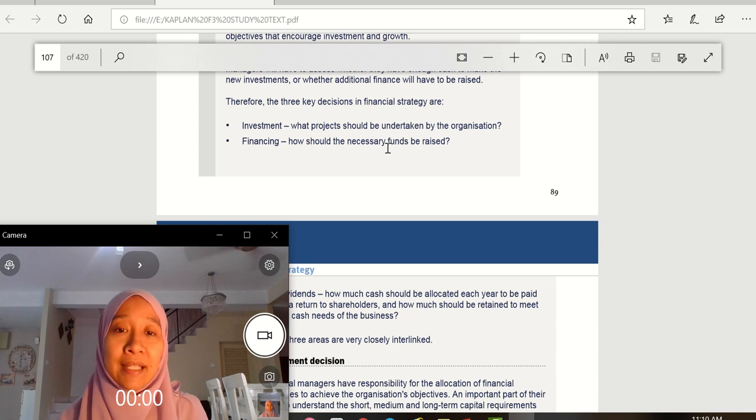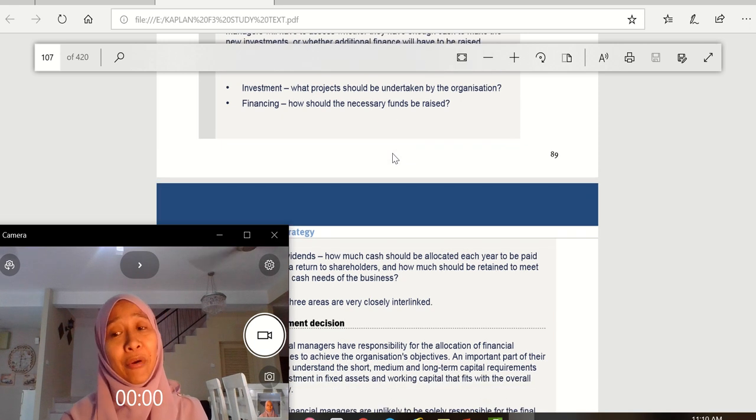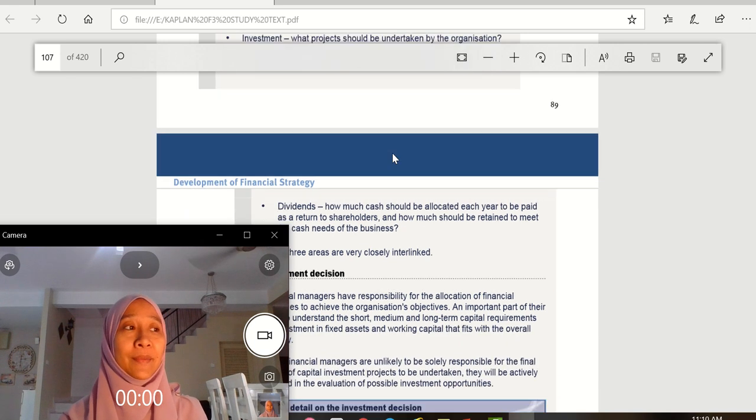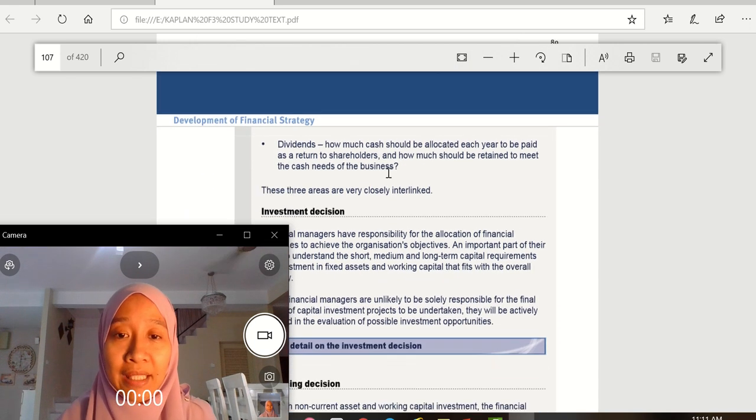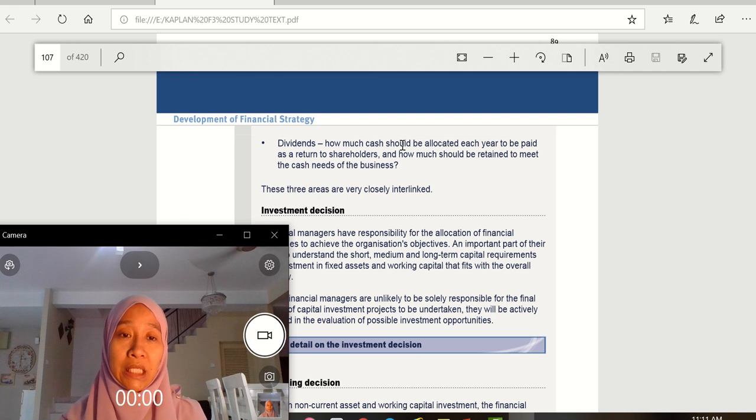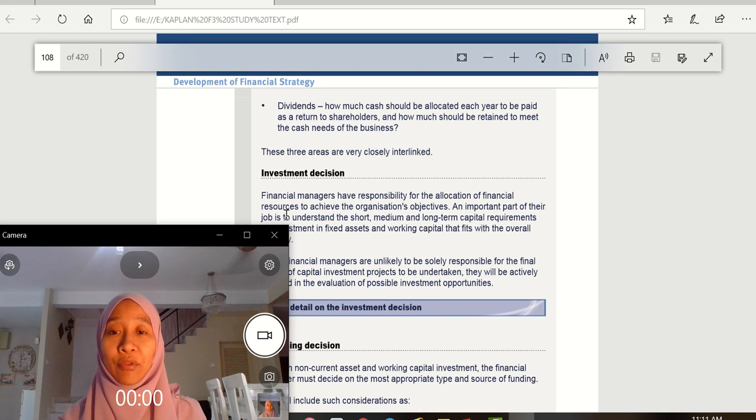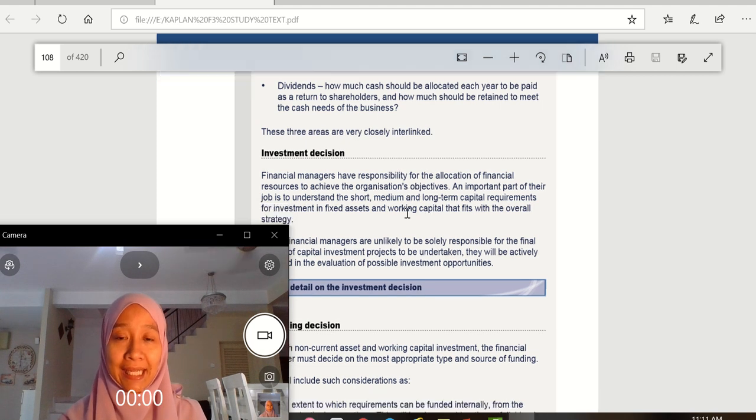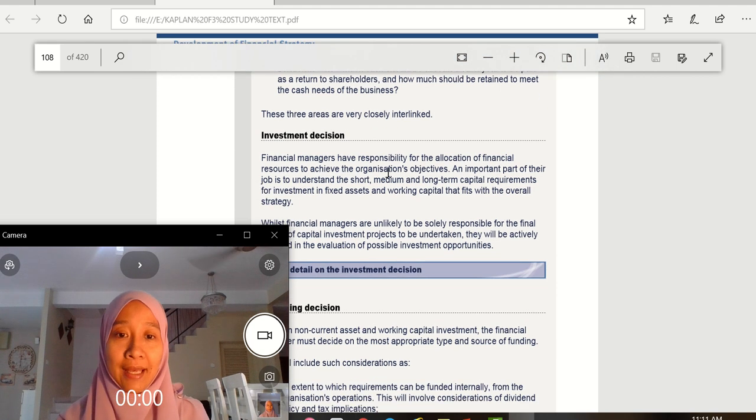Financing: how should the necessary funds be raised, whether through borrowing from the bank or through issuing shares. Dividends: how much cash should be allocated each year to be paid as a return to shareholders, and how much should be retained to meet the cash needs of the business. So these are the questions that you have to consider. These three areas are very closely interlinked, as I mentioned earlier.